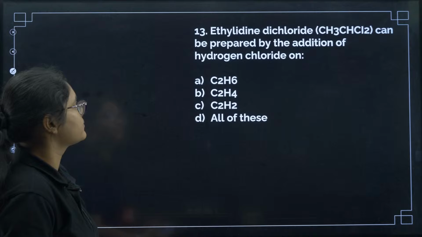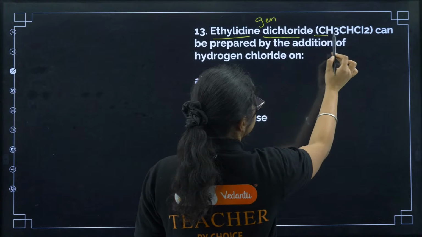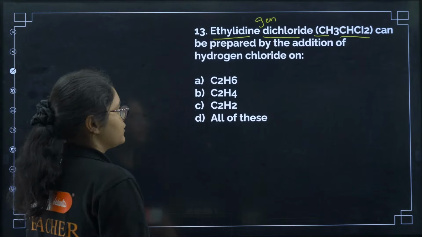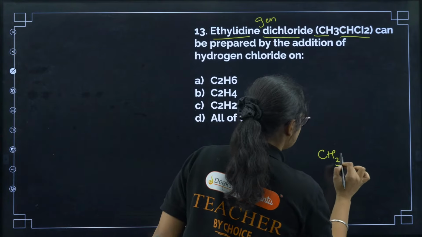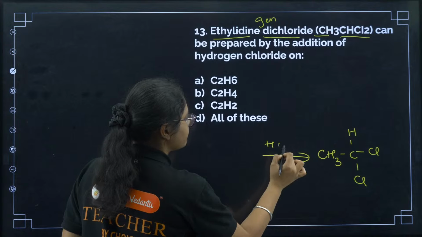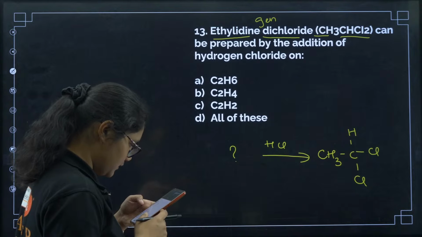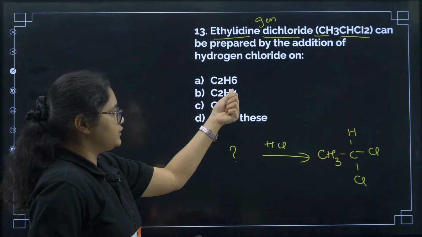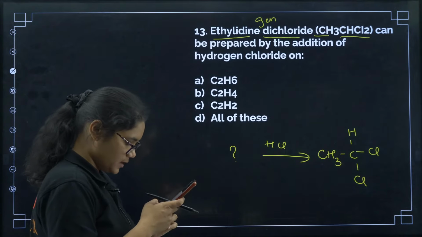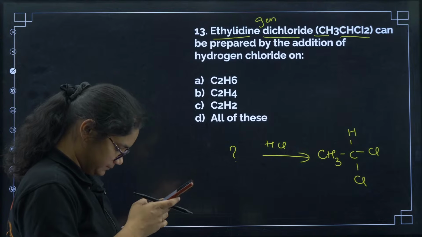Next, question number 13. Ethylidene dichloride. Ethylidene dichloride means your gem dihalides, okay? CH3CHCl2 can be prepared by the addition of hydrogen chloride on. So you want to prepare CH3CHCl2. This can be prepared by the addition of HCl on what? That is the question here. Yes, you can add it to C2H6 or C2H4 or C2H2 or all of these. All of these, no. Chintu is wrong here.